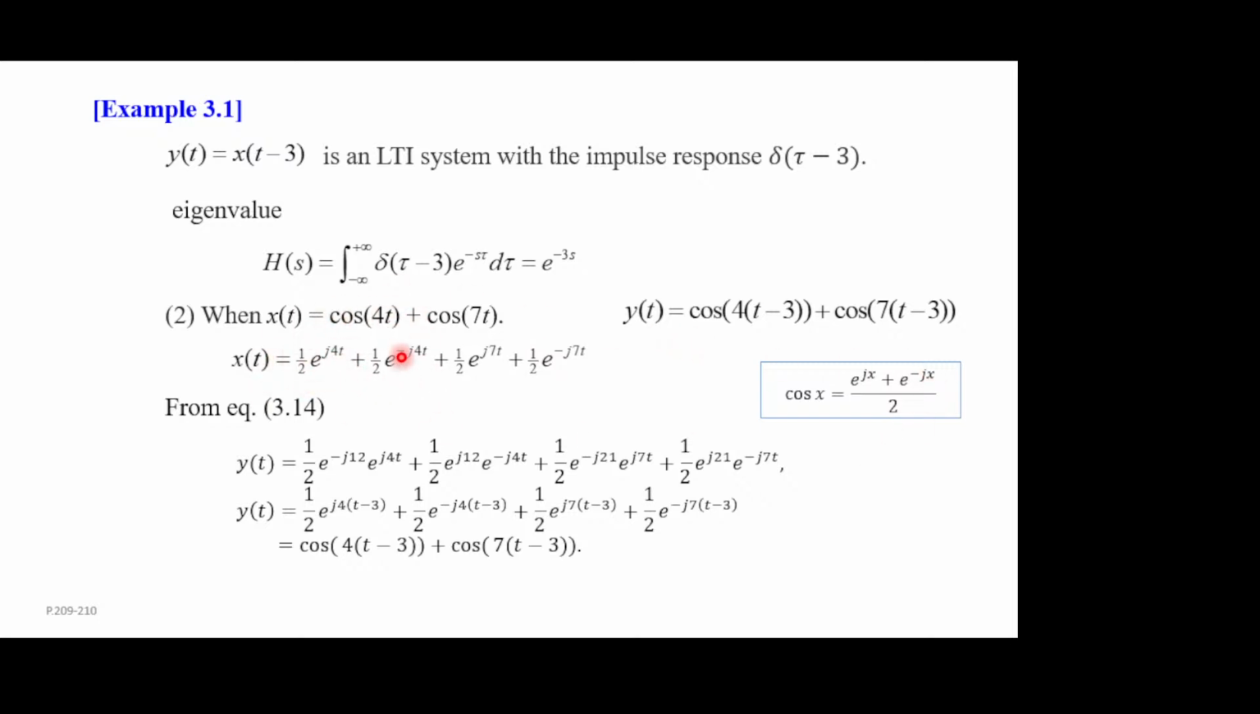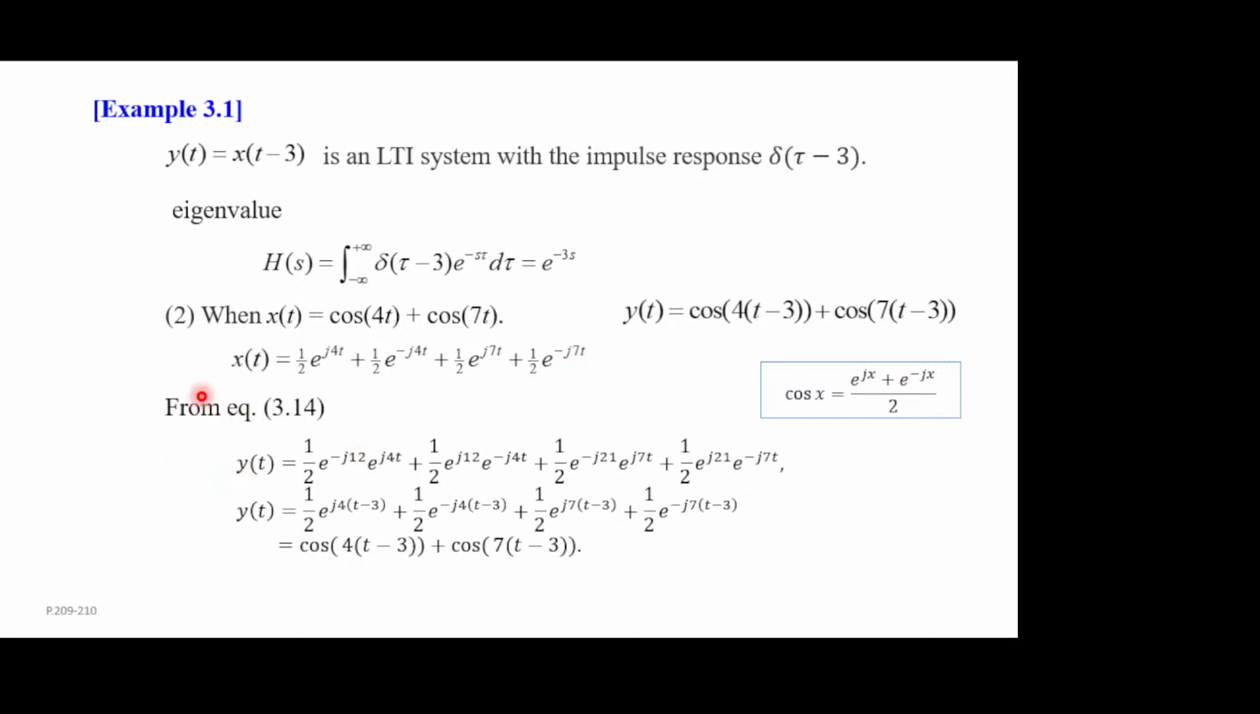We do this reverse Euler that we like a lot. So we break cosine x equal to 1 over 2 times e to the jx plus e to the minus jx. This is how you break cosine into a linear combination of complex exponentials. And so cosine 4t becomes 1 over 2 e to the j4t plus 1 over 2 e to the minus j4t. And similarly, you break cosine 7t into e to the j7t and e to the minus j7t.